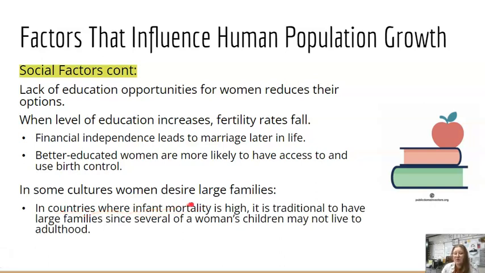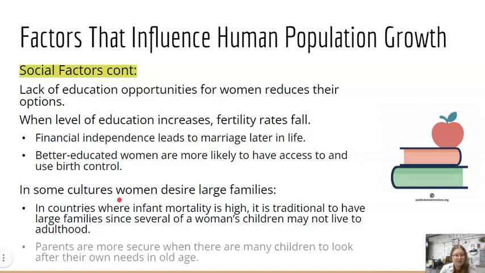Especially in countries where infant mortality is high, it's tradition to have large families since several of the women's children may not live to adulthood. It's also common in these cultures for the children to take care of the parents as they get older. So for the parents' care in the future, they want to make sure they have a lot of children to help take care of them. Parents are more secure when there are many children to look after their own needs in old age.